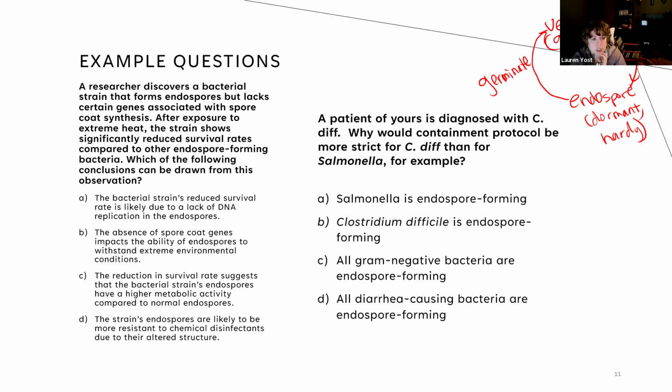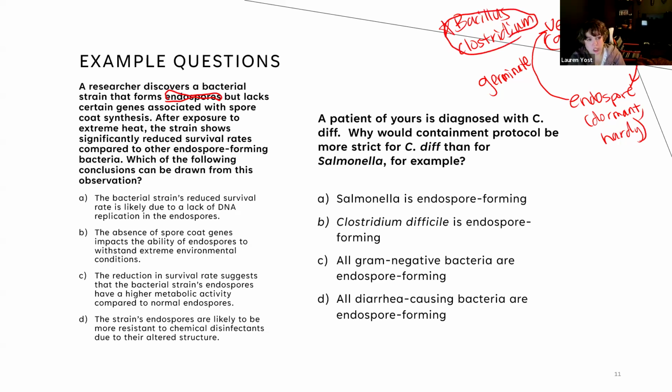A researcher discovers a bacterial strain. Oh, and the other thing we didn't put in here, things that can do this: Bacillus species and Clostridium. I might not make you type out Clostridium, but you should be able to recognize it in a multiple choice. All right. Researcher discovers a bacterial strain that forms endospores. We already know a couple things. It forms endospores. It's got to be Bacillus or Clostridium.